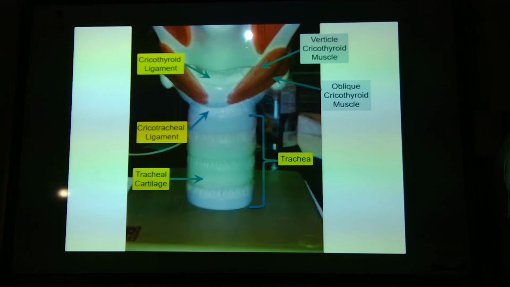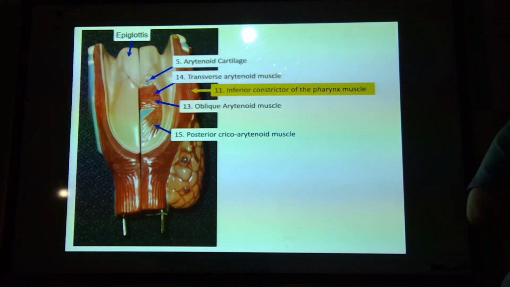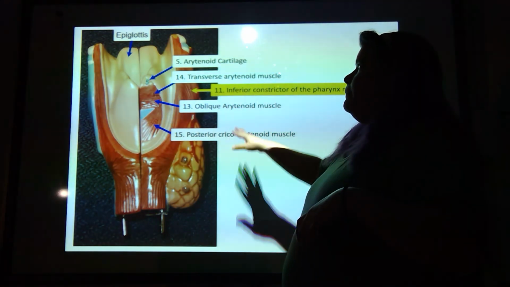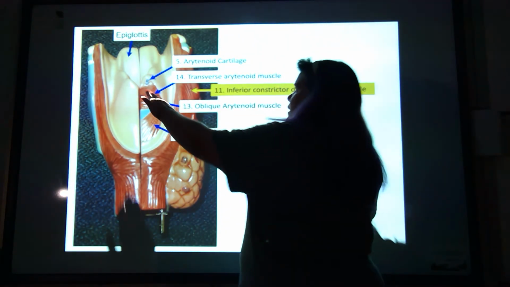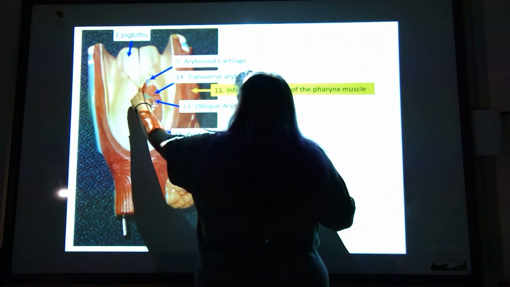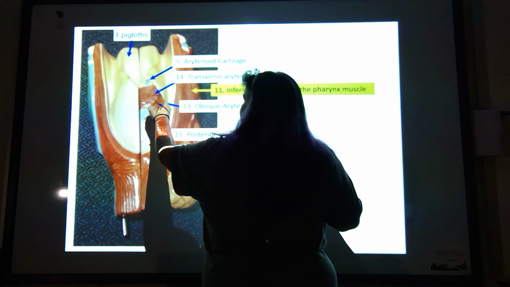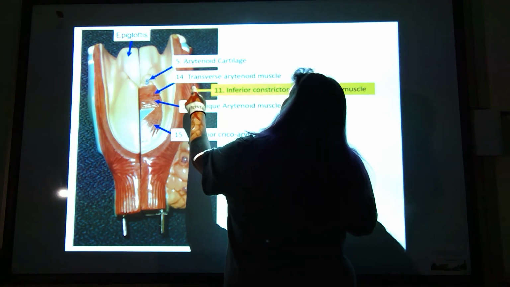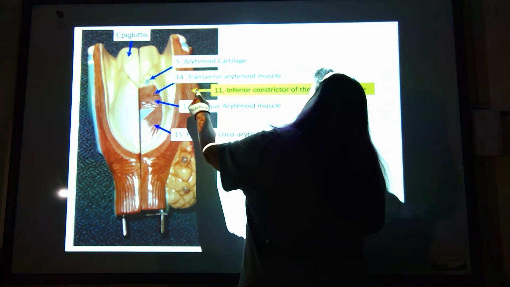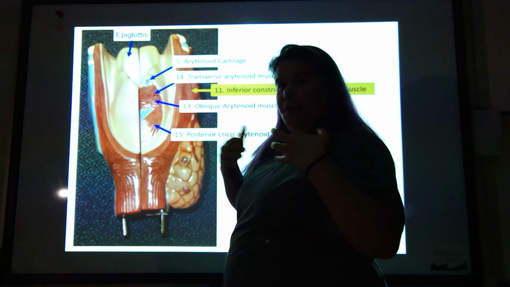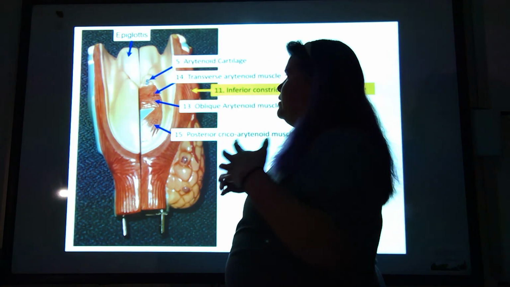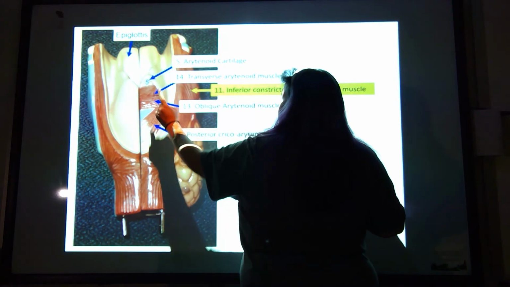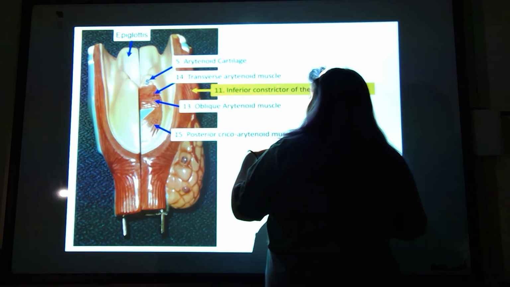Looking at it posteriorly, the other model, the lung model portion, you can again see the epiglottis, the arytenoid cartilage. Here is the transverse arytenoid muscle. Now, the inferior constrictor of the pharynx muscle, that's the one that I showed you on that other picture that you couldn't really see real well, but it's right there. The oblique arytenoid muscle and the posterior cricoarytenoid muscle.